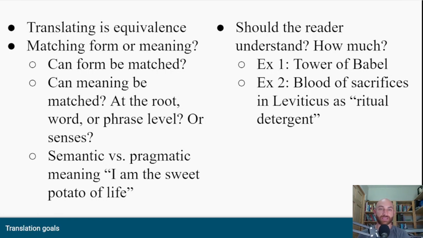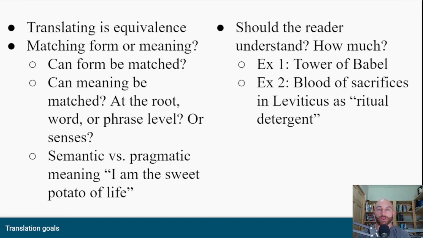If you don't know what pragmatics is, I would encourage you to check out my introduction to pragmatics. I also have an introduction to semantics on the podcast, but that'll help you frame this discussion. But the point here is how people would feel about the text, we'll just say that's pragmatics for the moment, would be more similar with I am the sweet potato of life than I am the bread of life, okay? So this brings up a larger issue of how much should the reader understand of the text. And on the surface, we would say, okay, you should understand as much of the text as you possibly can, really, even as much as the original audience would have understood.